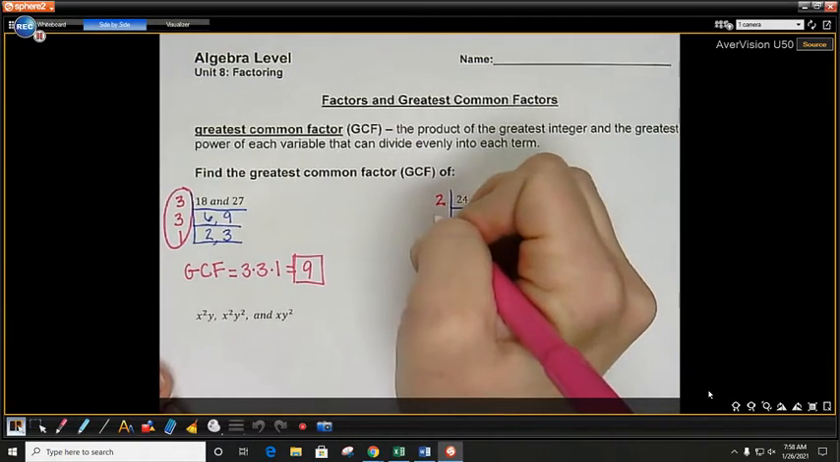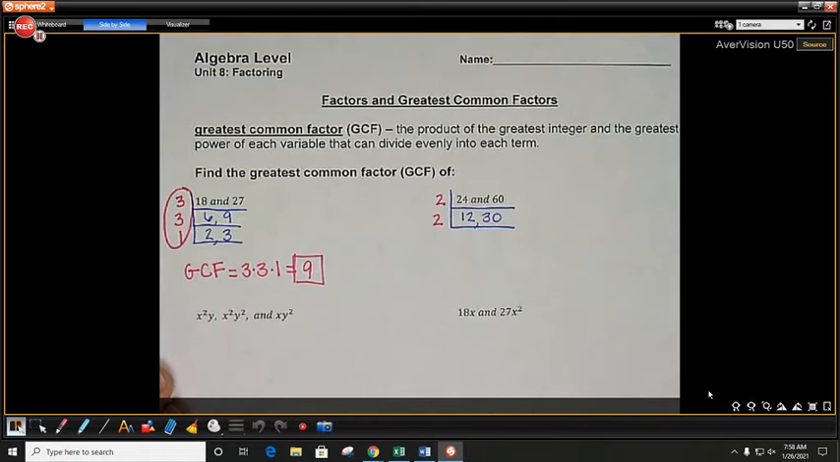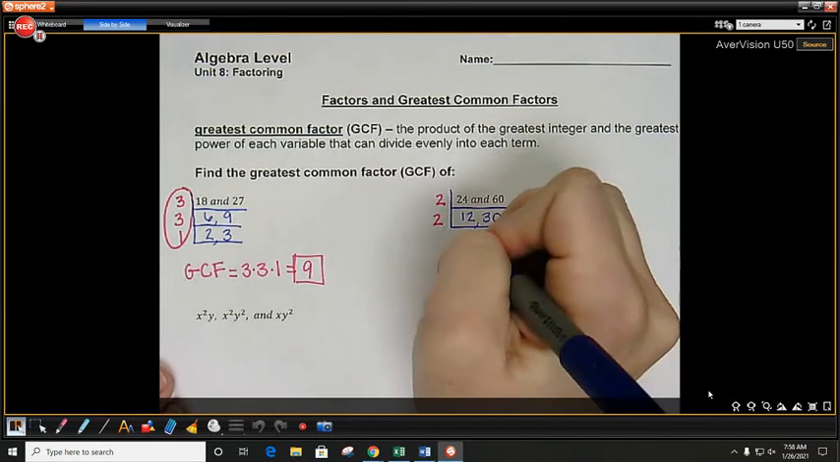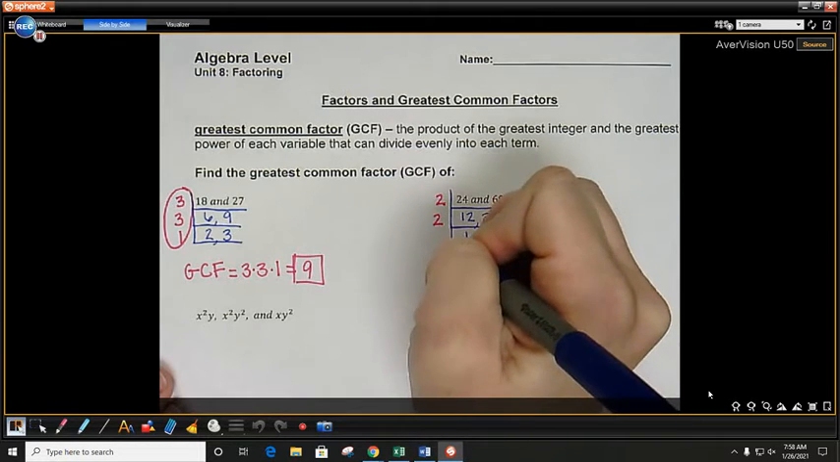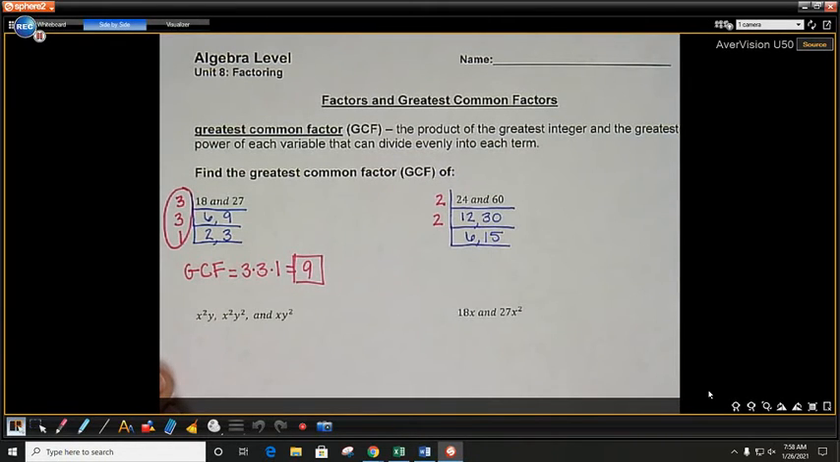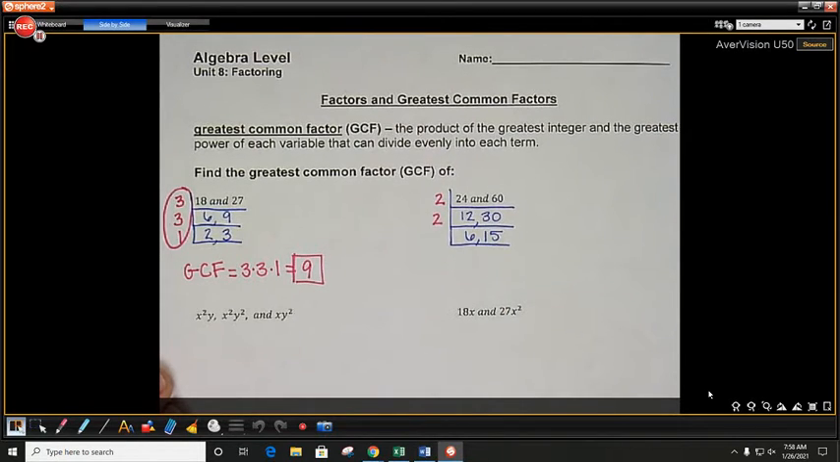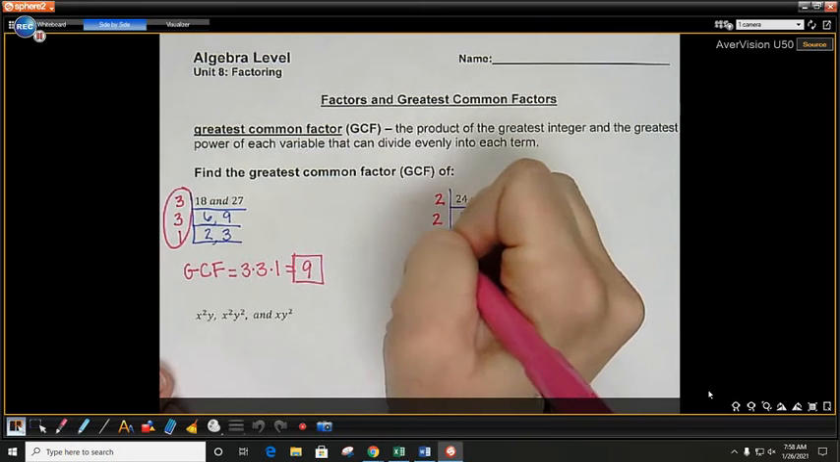12 and 30 are both even, so they're both divisible by 2. 12 divided by 2 is 6. 30 divided by 2 is 15. Do your upside down division again. They're not both even now because 15 is an odd number, so they're not divisible by 2, but they are both divisible by 3.